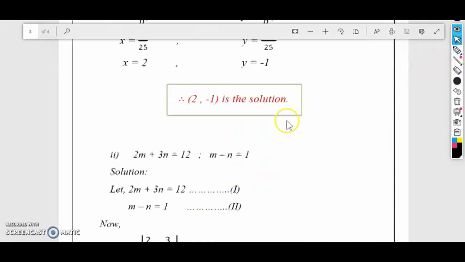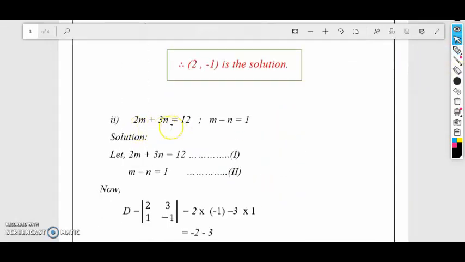Then the second example. 2m plus 3n is equal to 12, m minus n is equal to 1. So this is a simultaneous equation in the variables m and n. Here we want to find the values of m and n. Let's denote the equation numbers: this is equation number 1 and this is equation number 2.